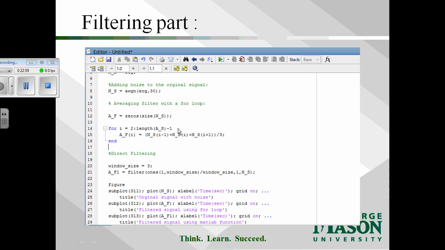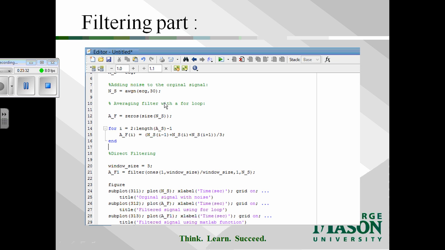Okay, so what we're doing is really averaging. At every single point of data, you're going to take 1 step back and 1 step forward for this program. So this is a window size of 3. That means we're averaging the data point before, the data point we're at, and the data point immediately following it. And so what we're doing here is we create AF, this is our filtered image. We create a vector of zeros, which is the same size as our noisy signal.